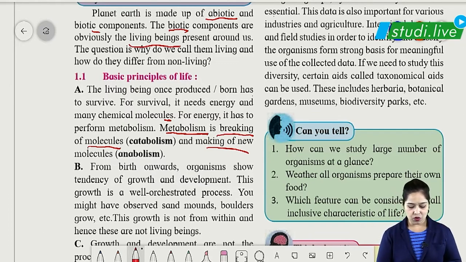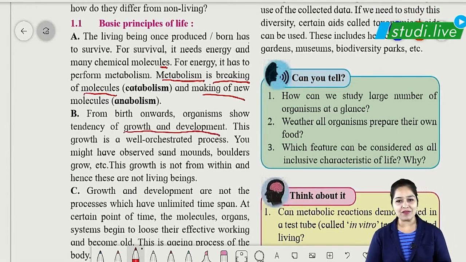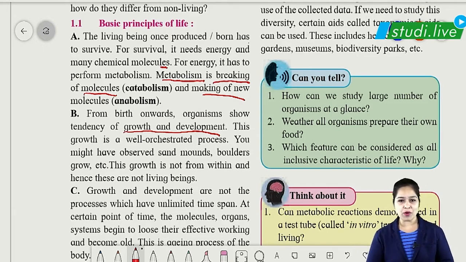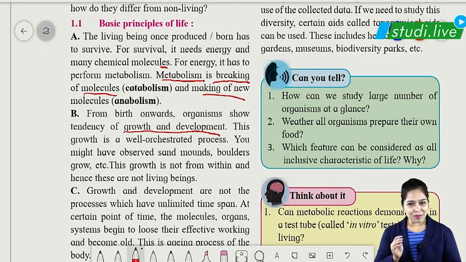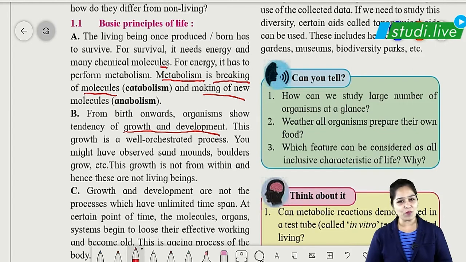Now after birth onwards, the organism shows the tendency of growth and development. This growth and development is a well orchestrated process. Why? Because growth does not take place immediately. Does it ever happen that a child is born and the next day it starts walking and talking? It is not possible. So the growth takes place very slowly and over a period of years.